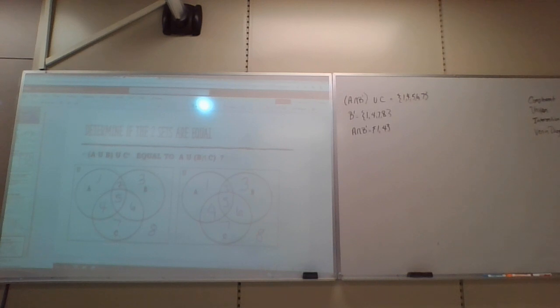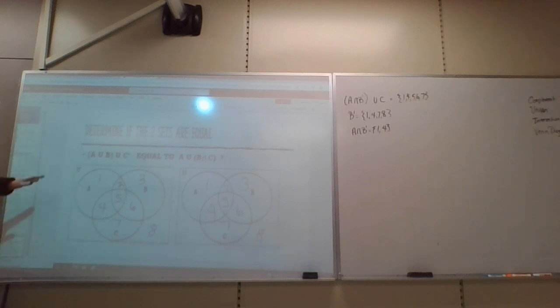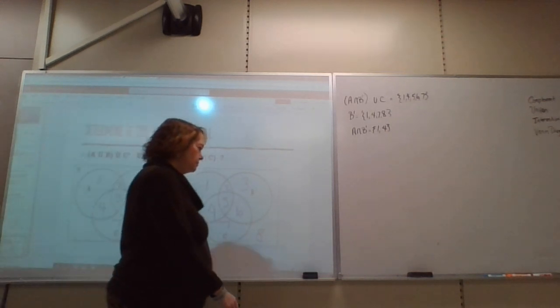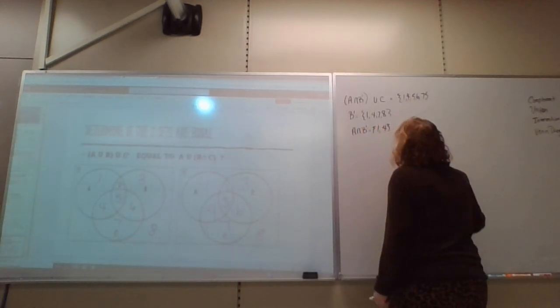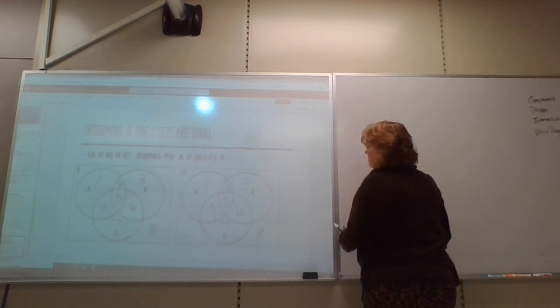Okay, now we have to decide. As you see, I tried to draw them the same. We're going to decide if this is equal to this, right? So the way I want to do it is, I'm going to go here and figure out what they are. So I'm going to buy my paper.